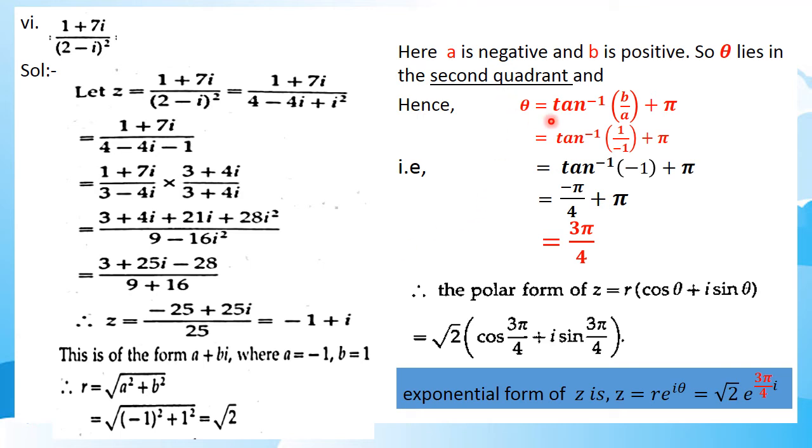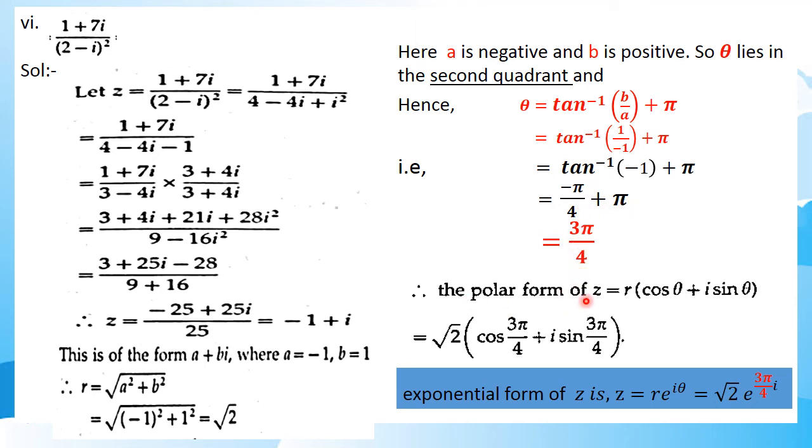Hence theta is equal to tan inverse b upon a plus pi, that is tan inverse 1 upon minus 1 plus pi. Tan inverse minus 1 is minus tan inverse 1, and minus tan inverse 1 is minus pi upon 4, plus pi is equal to 3 pi upon 4.